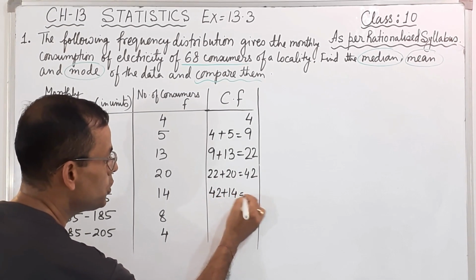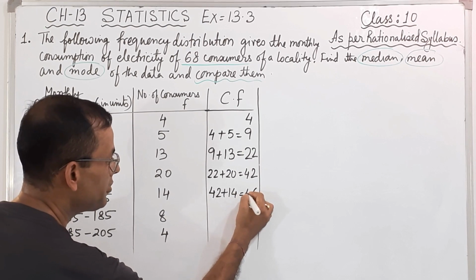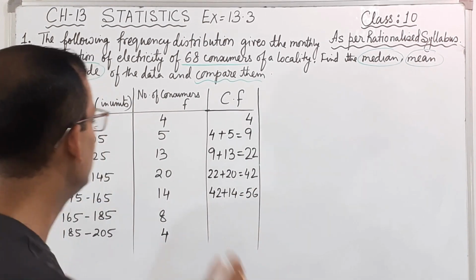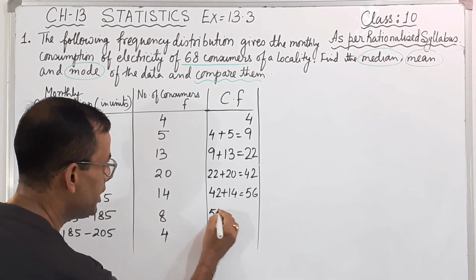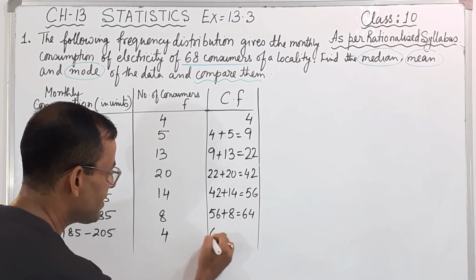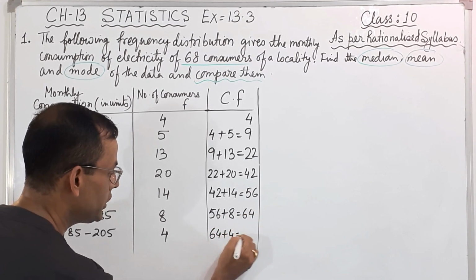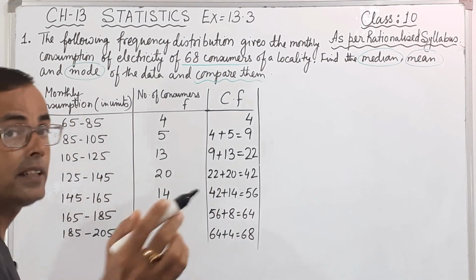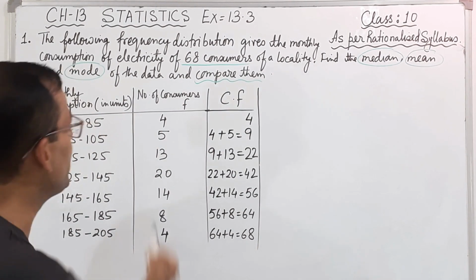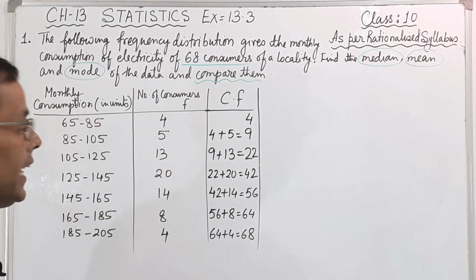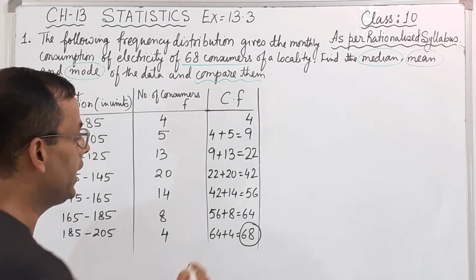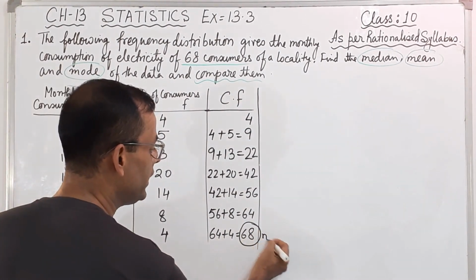So 4 plus 2, 6, and 4 plus 1, 5. So 56. If you cannot do it directly, you can do it in rough. Right? Now after that, 56 plus 8, how much comes? 64. And 64 plus 4, how much comes? 68. See, the total number of consumers is 68, and when you add it, this also comes 68 only. So we have to take this one. This is the N.